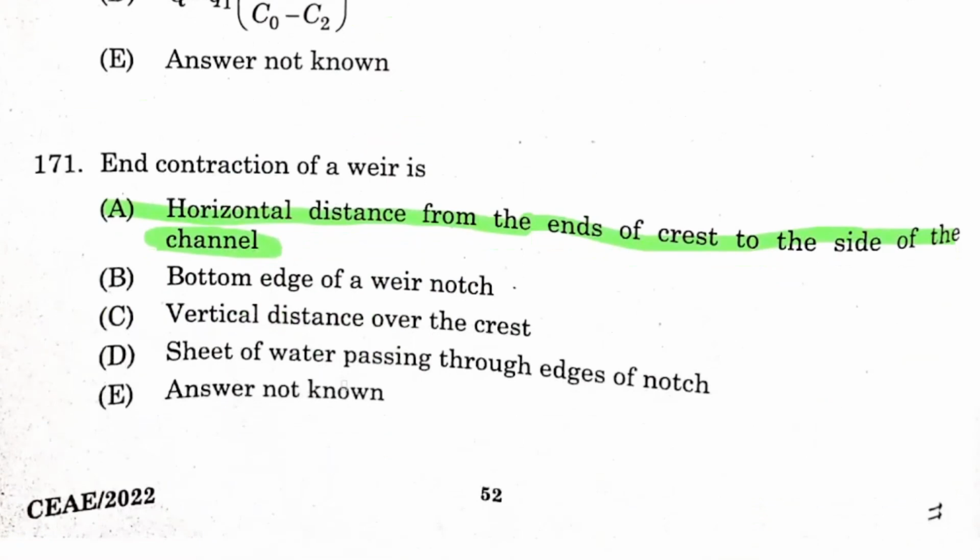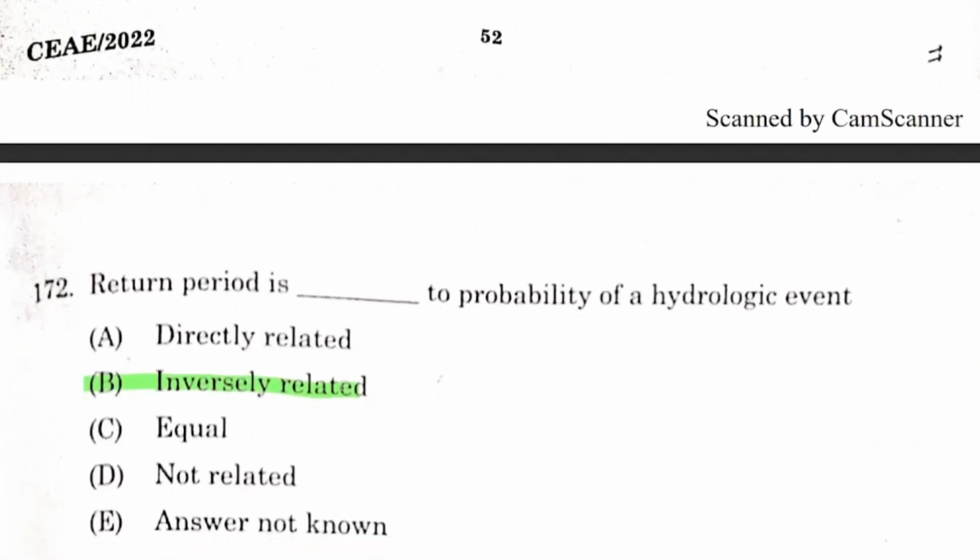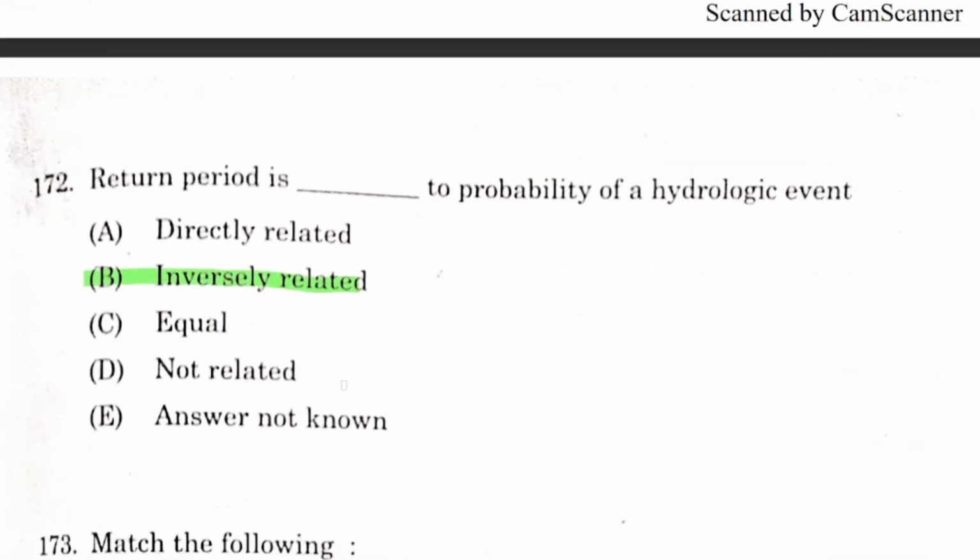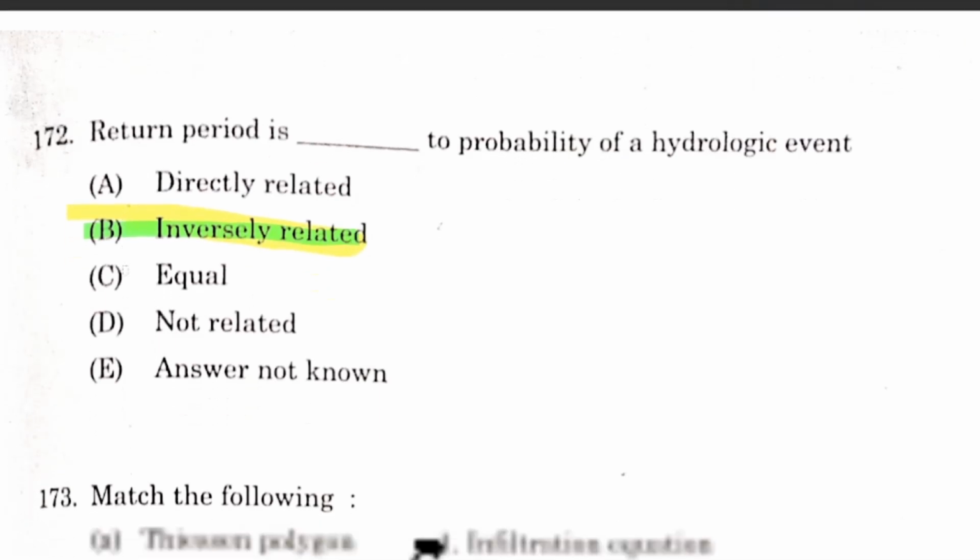Next question is end contraction on the weir. End contraction of weir is the horizontal distance from the ends of crest to the side of the channel, that is correct. Next, return period, and return period is inversely proportional to the probability. So inverse relation between return period and probability.